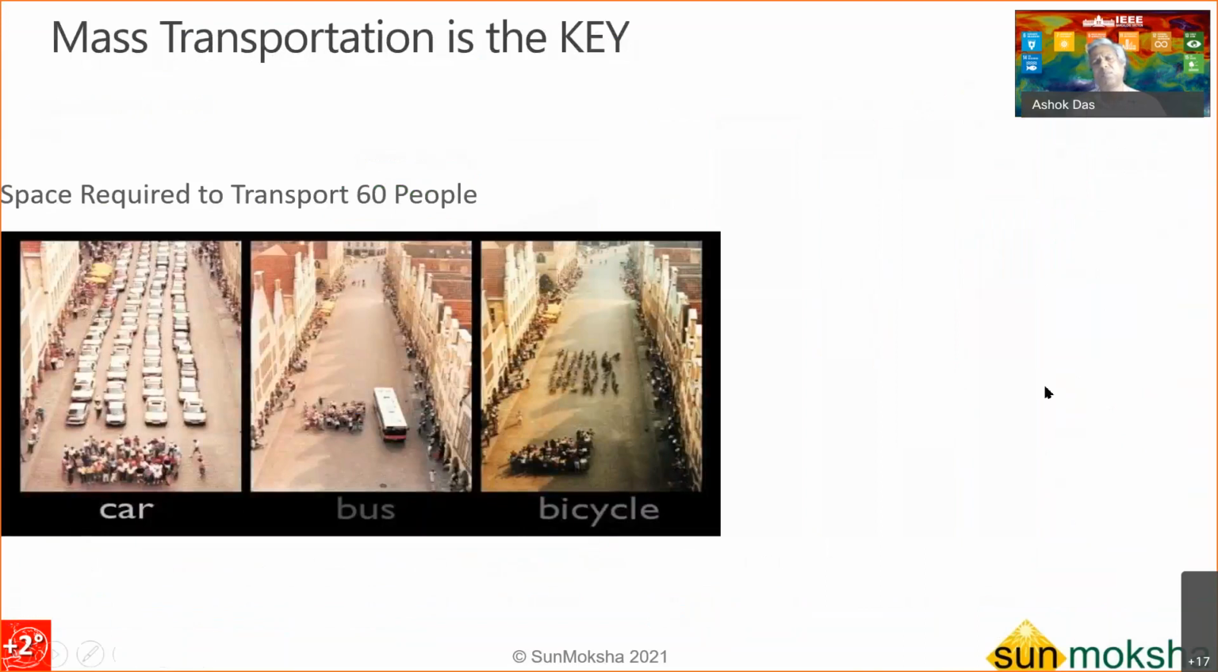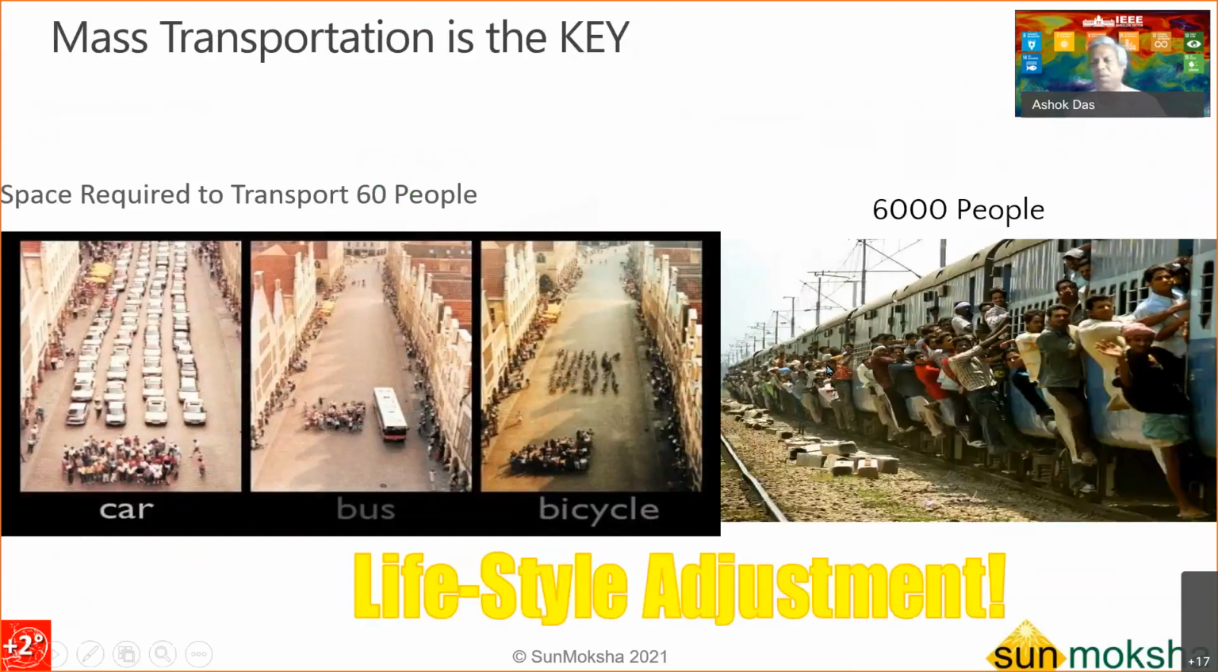So, mass transportation is still the key. Look at if you have 40 cars, 40 people in a car, 40 people in a bus, right? And then to move 60 people, you need so much. And of course, we have our transportation system to move 6,000 people efficiently and fast, right? So we need to really make adjustment to the lifestyle. How do we move from individual transportation to mass transportation efficiently?